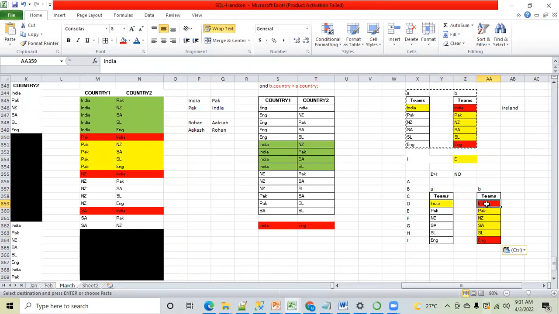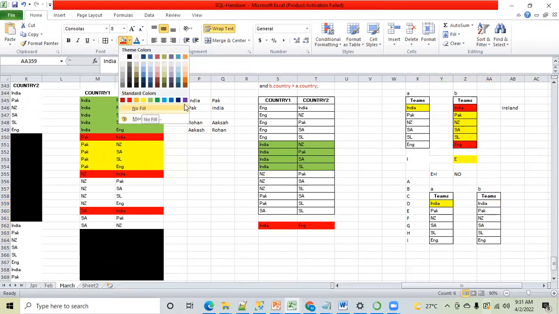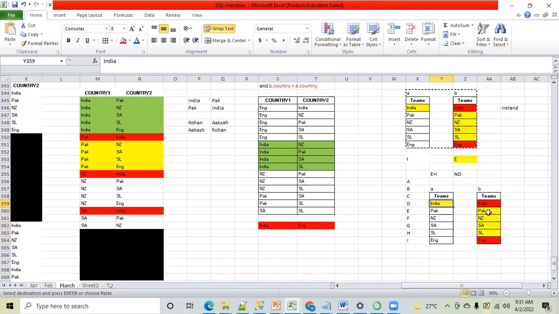So India is done. Now we will start with the next combination, Pakistan. If you see here, you have India and Pakistan, India and New Zealand, India and South Africa, India and Sri Lanka, all present here. Now let's analyze the next one.